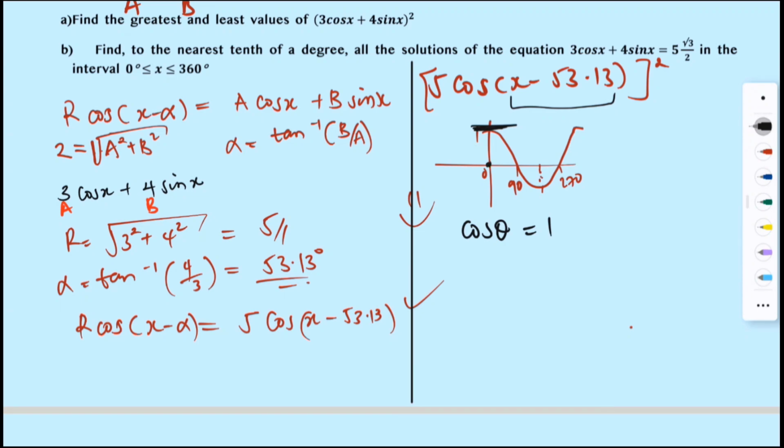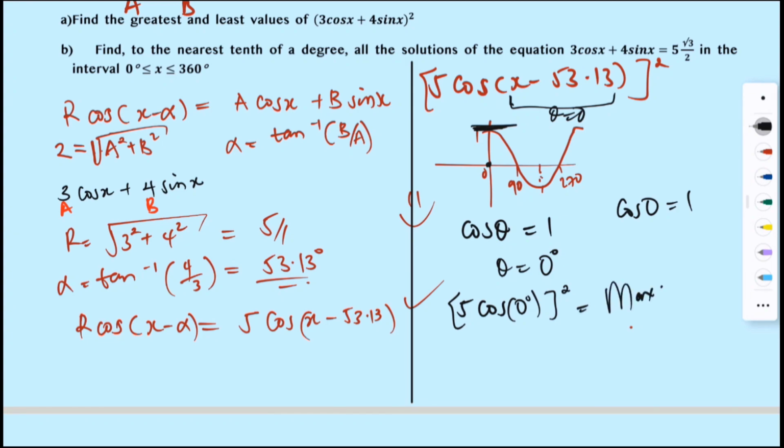And what do we see? The angle at which it is 1 is definitely 0, because cos of 0 is 1. So what does that mean? All of this in here, which is the angle theta, has to be 0. So 5 cos of 0 degrees all squared would give us the maximum value that we are looking for. So the maximum value of this would be 5 cos 0, 5 squared, which is 25.